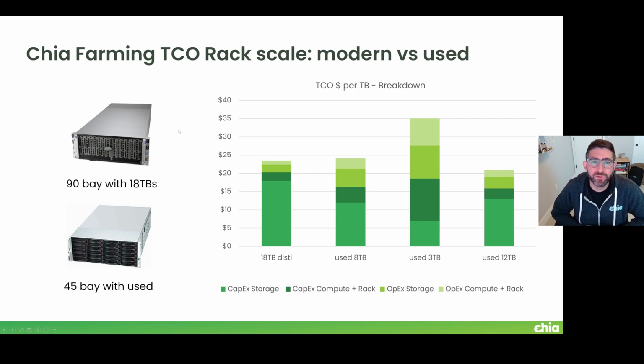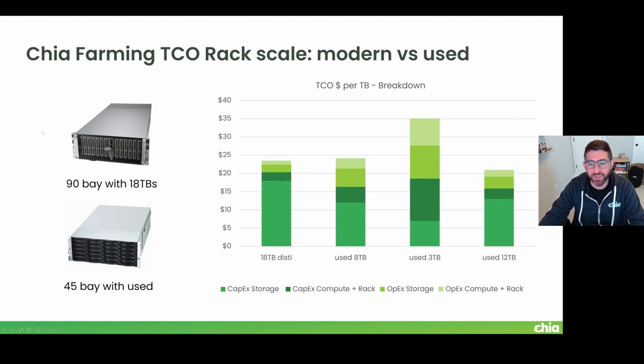Because in the example here I use with 18 terabyte, the disti price is basically like $325 for an 18 terabyte drive, and I'm using a 9.7 petabyte rack as an example, and that would include a couple servers to use as harvesters. When you're doing this big scale, you actually need more equipment, and you can see you have capex of the compute plus rack, which is basically all the other stuff that's not the drives, and then your opex of the compute plus rack, and then your opex of the storage. Capex of the storage is the green, that's the cost of the drives, and then your capex of compute plus rack, that's the cost of everything else.